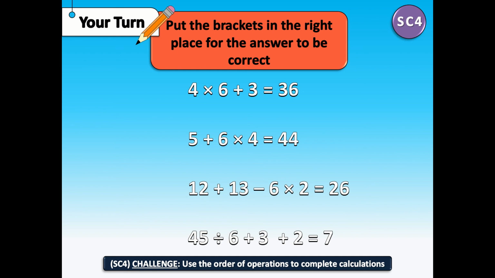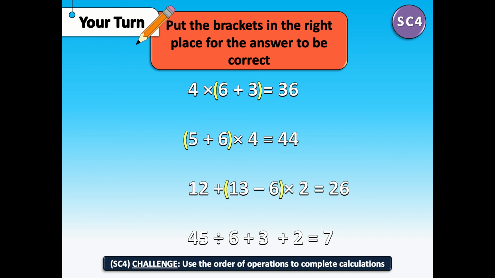So let's go through these. We need to put the brackets in the correct place. So the brackets need to go here on the first one. 6 plus 3 is 9, and 4 times 9 is 36. On the second question, brackets need to go here. 5 plus 6 is 11, and 11 times 4 is 44.